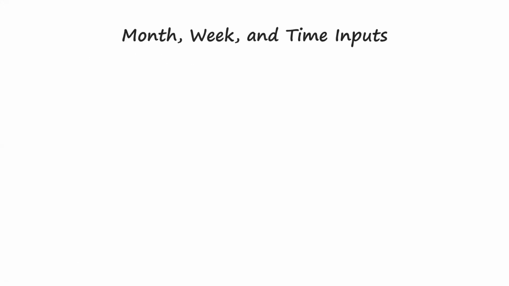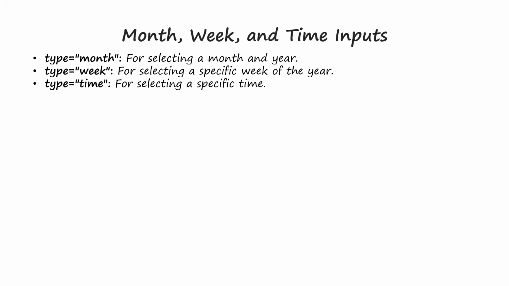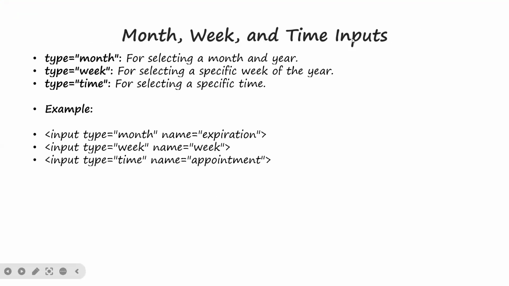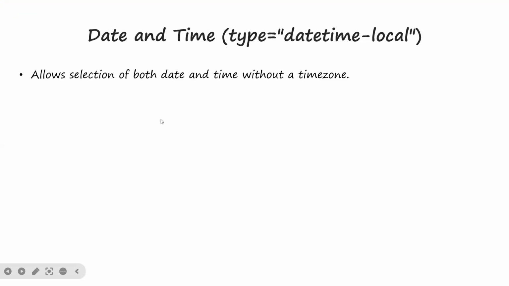So that is it. We also have the month, week, and time inputs. This time I want you to do these ones yourself. I want you to experiment with this: change the type to month, change the type to week, change the type to time. Month, week, and time inputs. I want you to experiment with them on your own. I also want you to experiment with date and time.